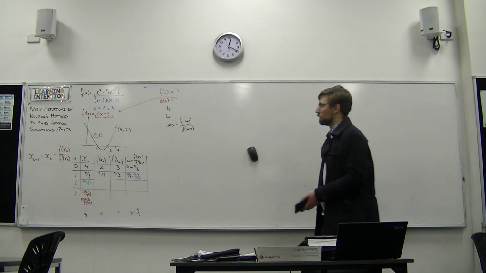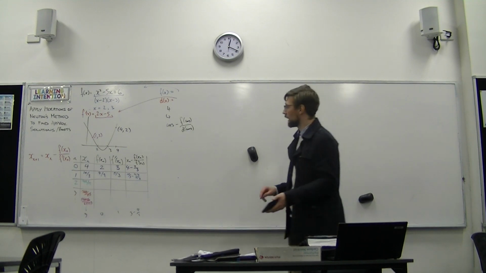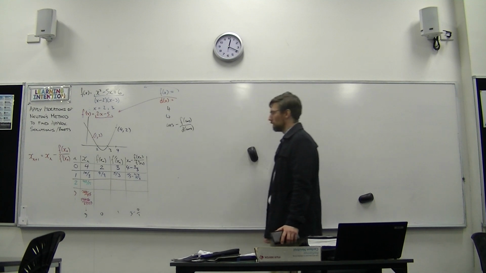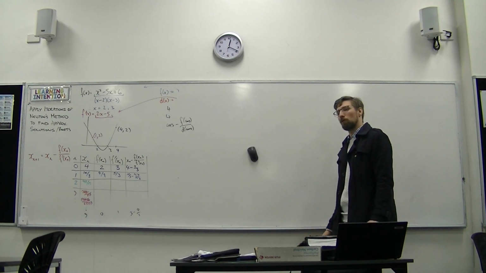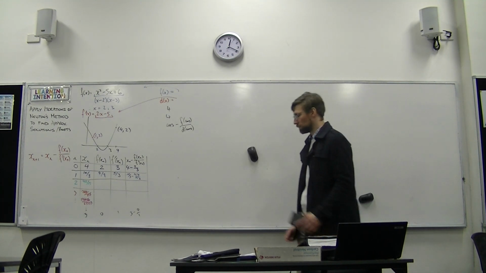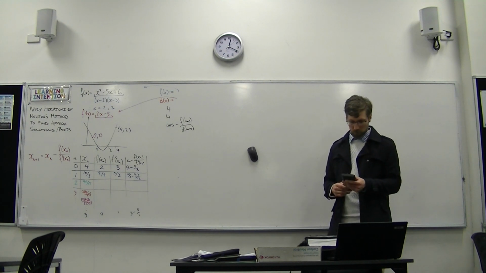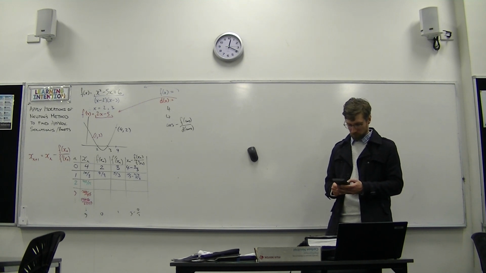Before you even do that, what happens if you pick 2.5? Start with 2.5, see what happens. Oh, we just did it. Hold on. How do I highlight everything?